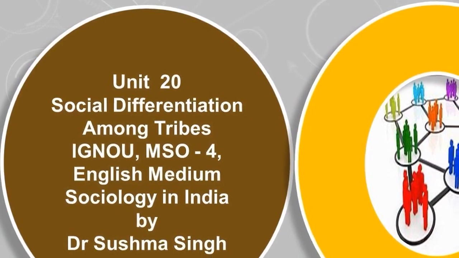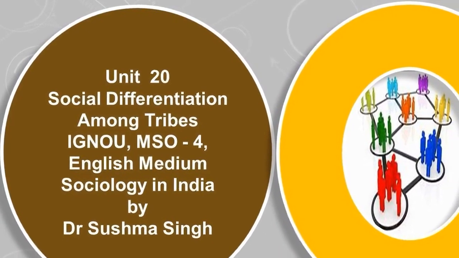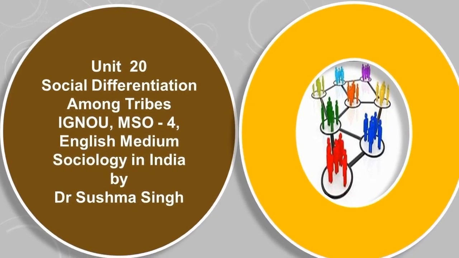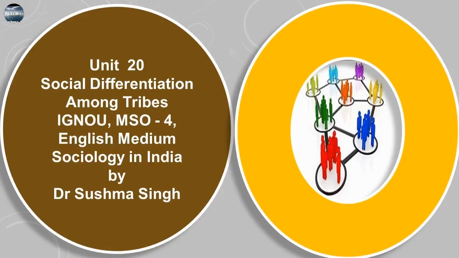Today in Unit 20, Social Differentiation Among Tribes, let us start our lecture with the topic Types of Social Differentiation. Social differentiation has been classified in many different ways. Here we shall consider a few classifications as found in sociological literature.